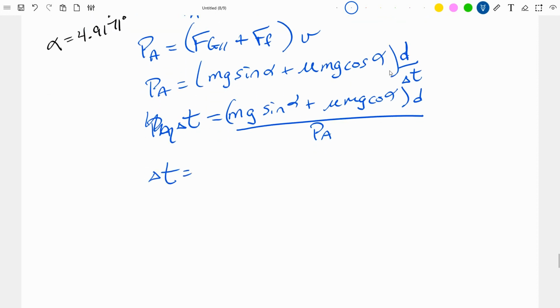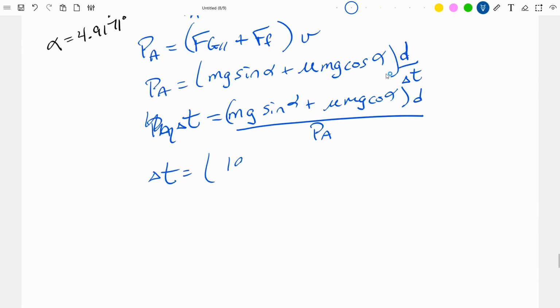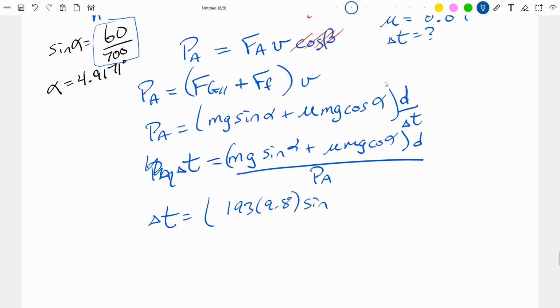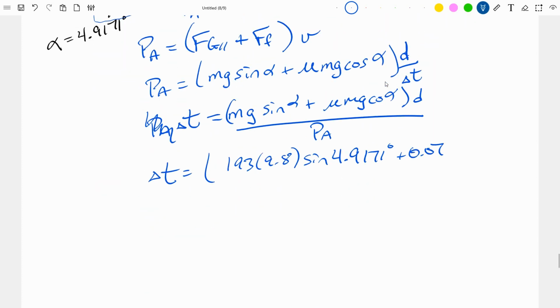So the time is equal to, in brackets, forgive the scrolling again, m, 193, g, 9.8, sine of that value. This is the little thing I was going to do before. The sine is actually that fraction. You don't need to do the sine of it, but just for the sake of simplicity, I've done enough tricks today. 4.9171 degrees. Kind of inefficient, but it's okay. Plus mu, there's a 0.07. m again, so that's our 193, g again, 9.8. I was tempted to do factoring, but I thought I'd avoid it.